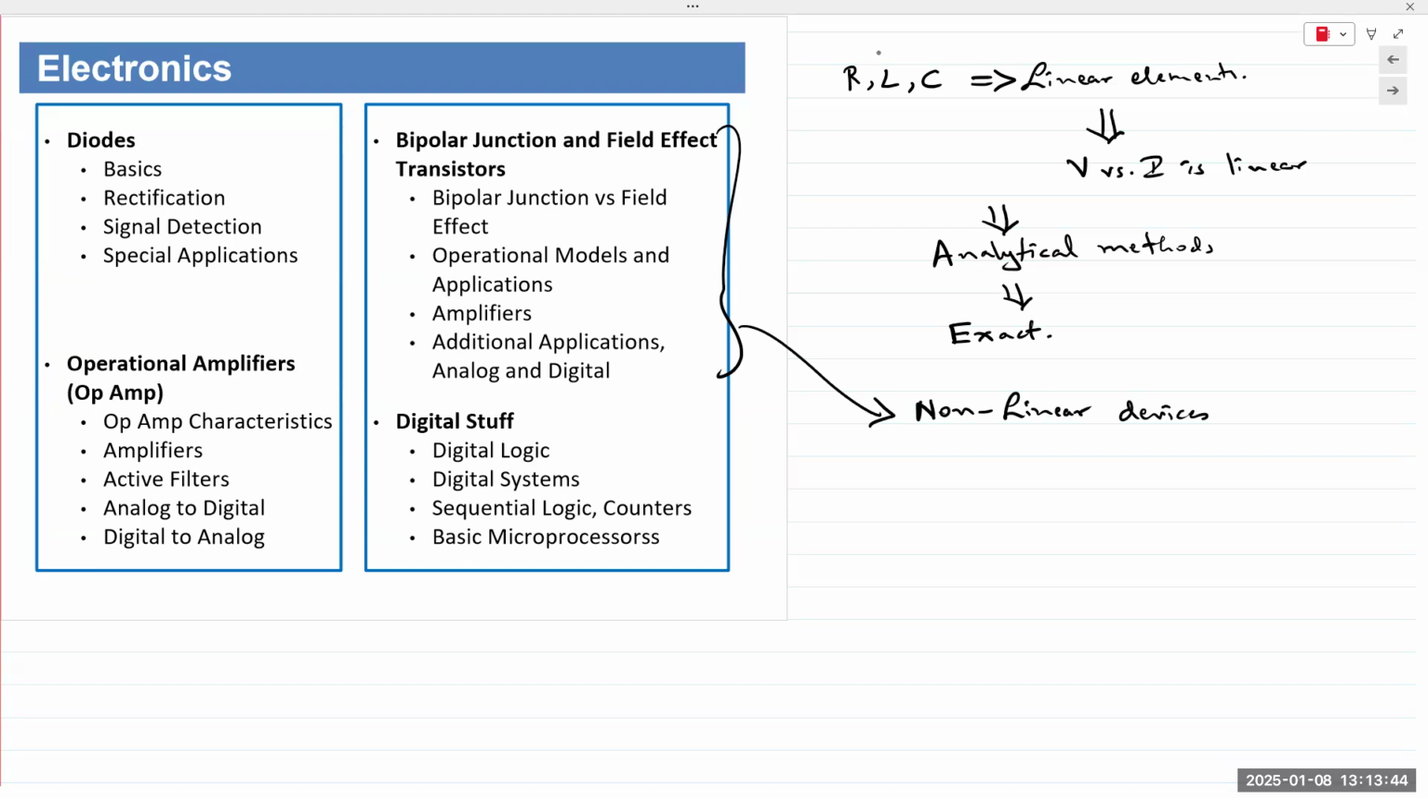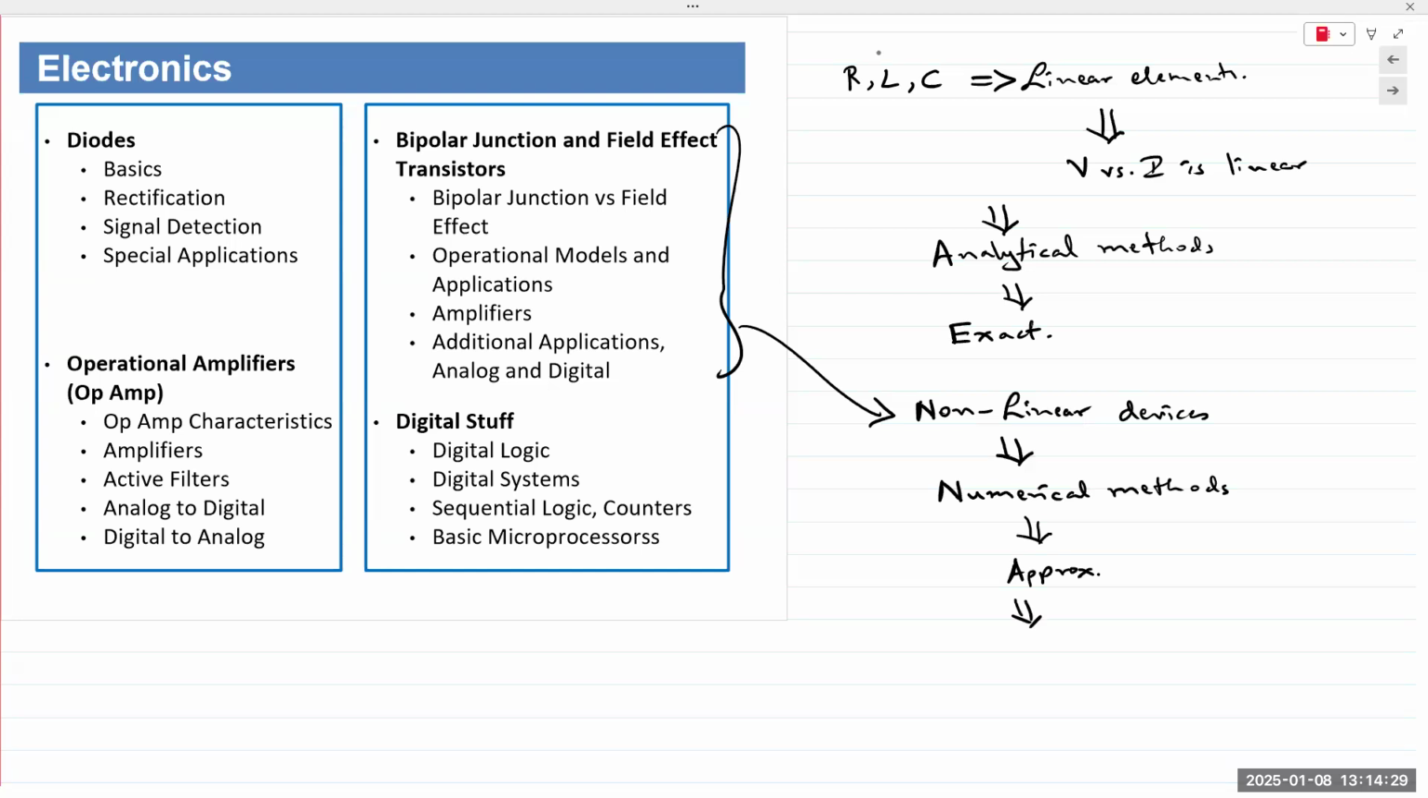And we use numerical methods to analyze these circuits. Numerical methods do not provide an exact answer or an exact solution. These are approximate. So again, for nonlinear devices, we use a numerical approach, we use numerical methods. Numerical methods basically provide an approximate answer. And the reason is we use several different models for each device.